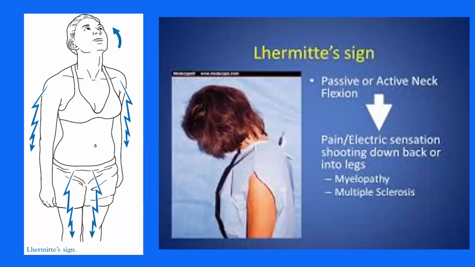What about the Lhermitte sign? You either flex the neck or you extend the neck. It's due to passive or active neck flexion, even with extension, and you will have pain and an electric sensation shooting down the back into the legs. And this, if positive, is a sign of myelopathy and multiple sclerosis.